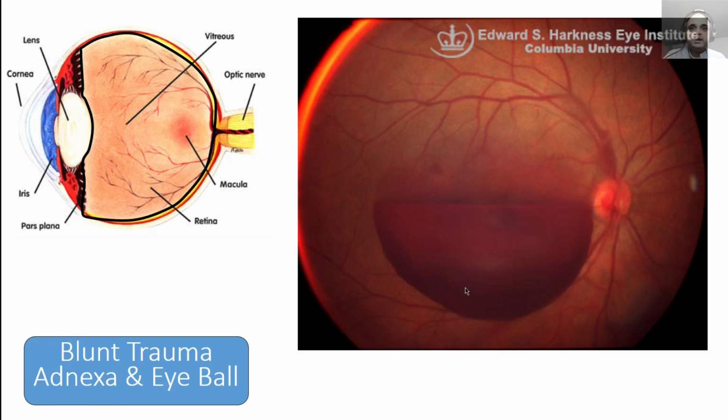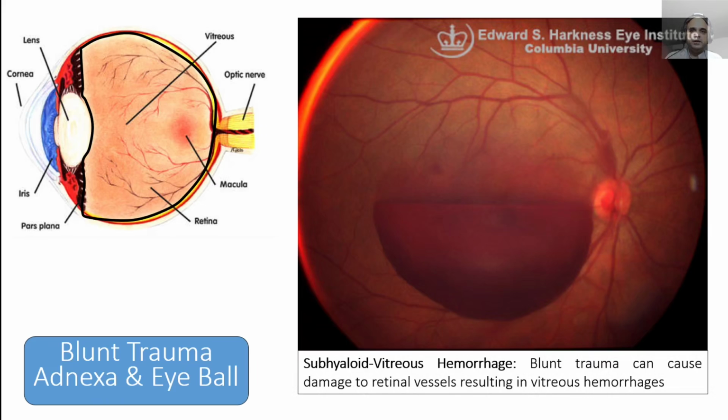You can also get a hemorrhage in the subhyaloid space. We talked about these when we were talking about diabetic retinopathy, and as just a revision, this is a hemorrhage in the space between the posterior face of the vitreous and the retina, and it has this characteristic boat shape or a D shape. So this is called a subhyaloid vitreous hemorrhage.